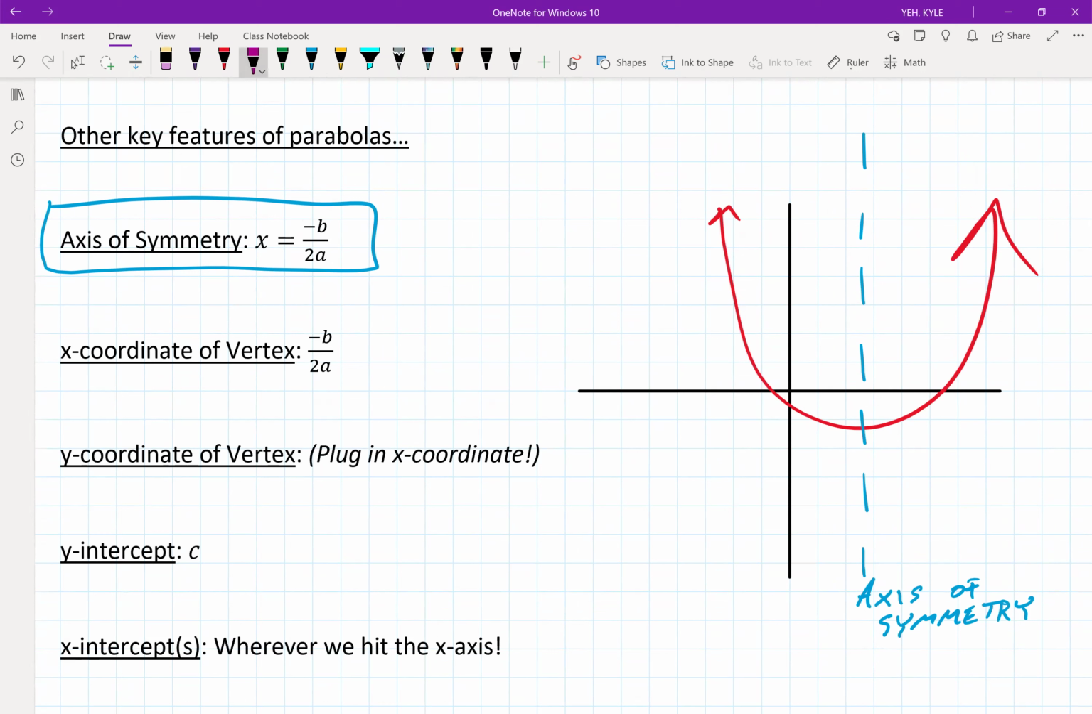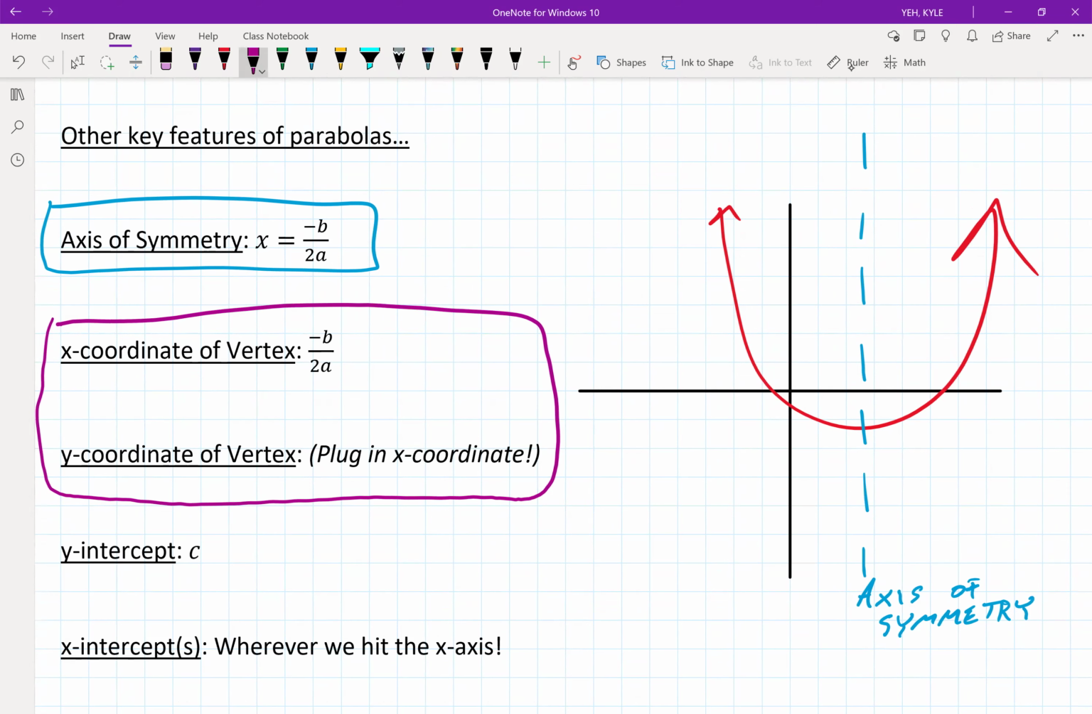I also want to identify a few of these other features, though. The x and y coordinates of the vertex. Well, before we talk about those, we should probably talk about what the vertex is. On the parabola, in purple, I am drawing that vertex right now. It's a point right in the center of that parabola that is either the lowest point or the highest point, if it's a downward facing parabola, but it is either the valley or the peak of our parabola.